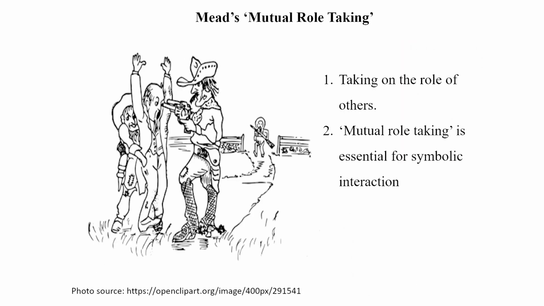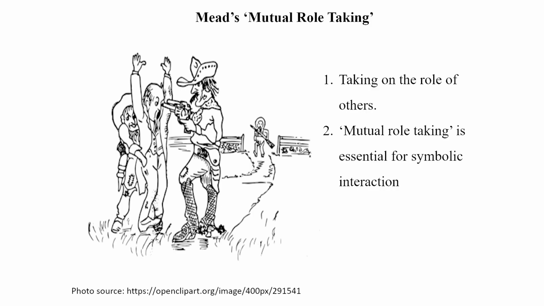We then move into another concept by George Herbert Mead, which is the idea of mutual role taking. An important point to understand in human interaction is that all actors involved in interaction must take on each other's roles. This is what Mead termed as role taking.